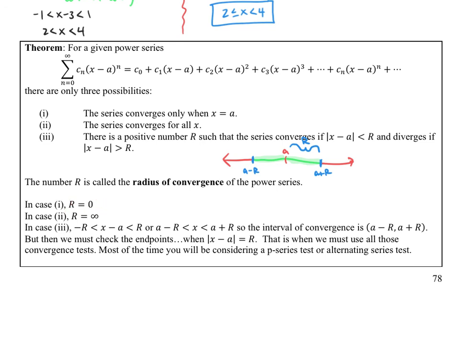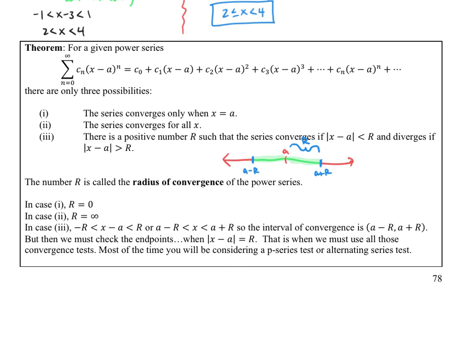Now in case 1, if we're looking at it only converges at the center, then r is 0, which means that we cannot move from the center at all. It's only convergent at the center. In case number 2, if it's convergent for all x, then r is infinite. So the radius of convergence is infinite. And then in case 3, again, that's the most common, we have our definitions of what I just drew here, which is the distance from the center to the outside of the interval, which is the length of r, and then on the other side of the center in the other direction with the length of r.